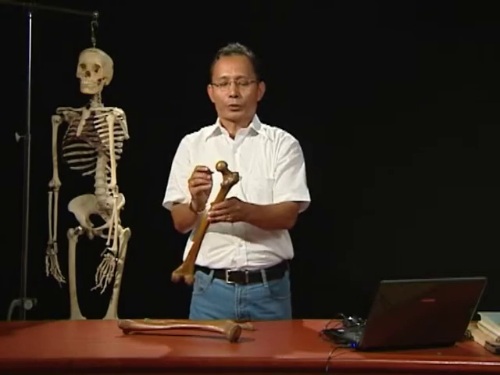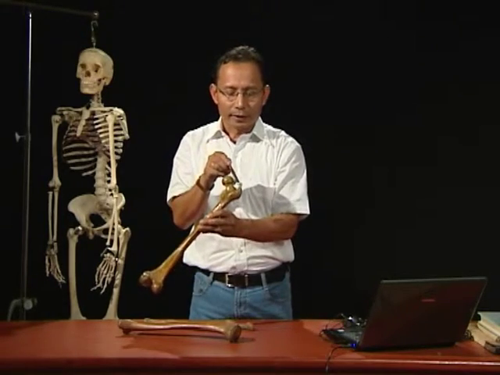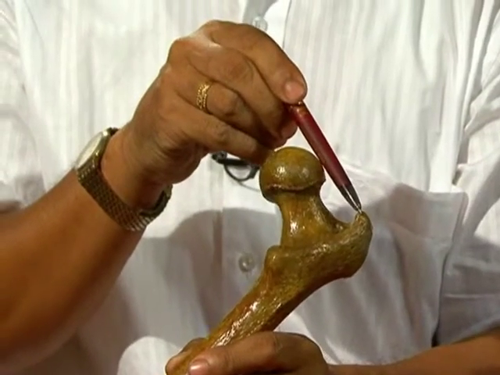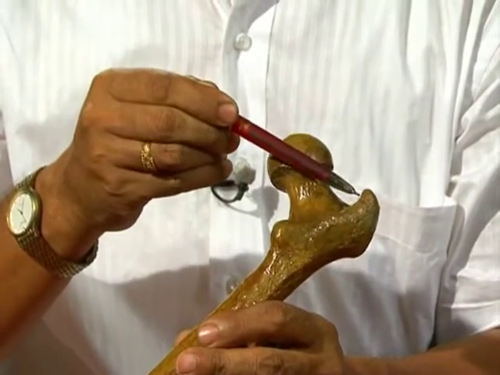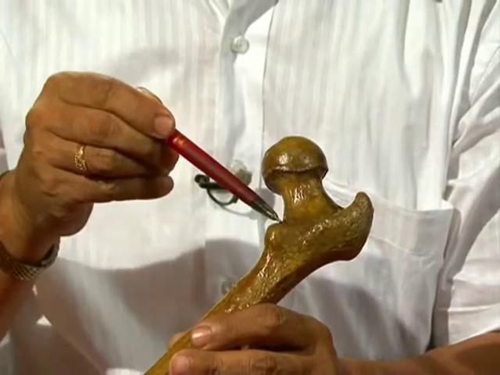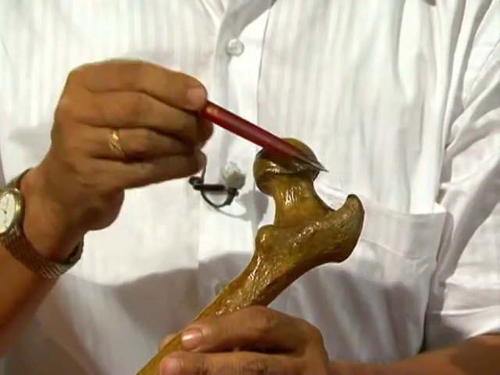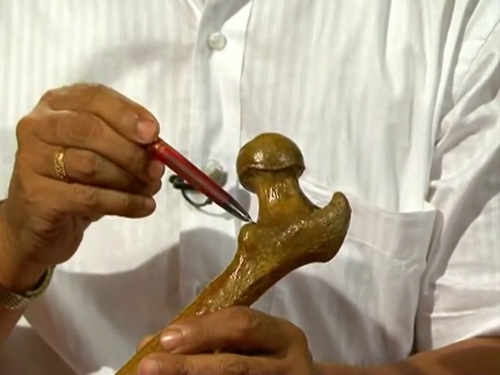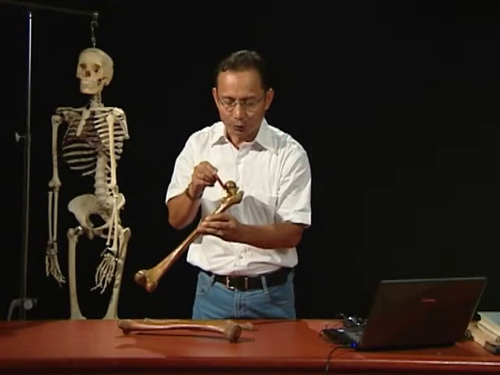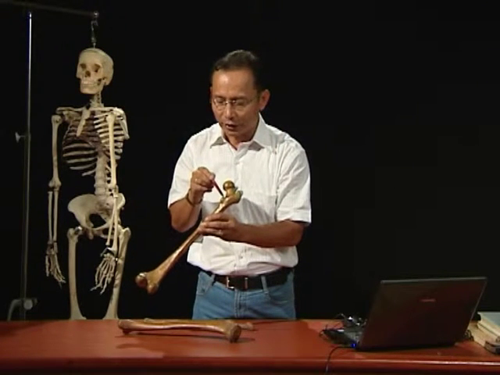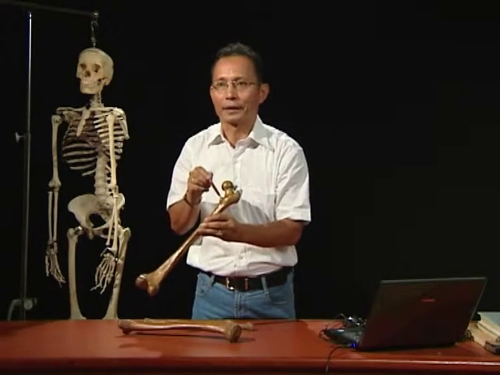Now you see, this is the greater trochanter, this is the lesser trochanter. So there is a ridge connecting the greater trochanter and lesser trochanter. This is called the intertrochanteric crest. So the intertrochanteric crest is on the posterior side.